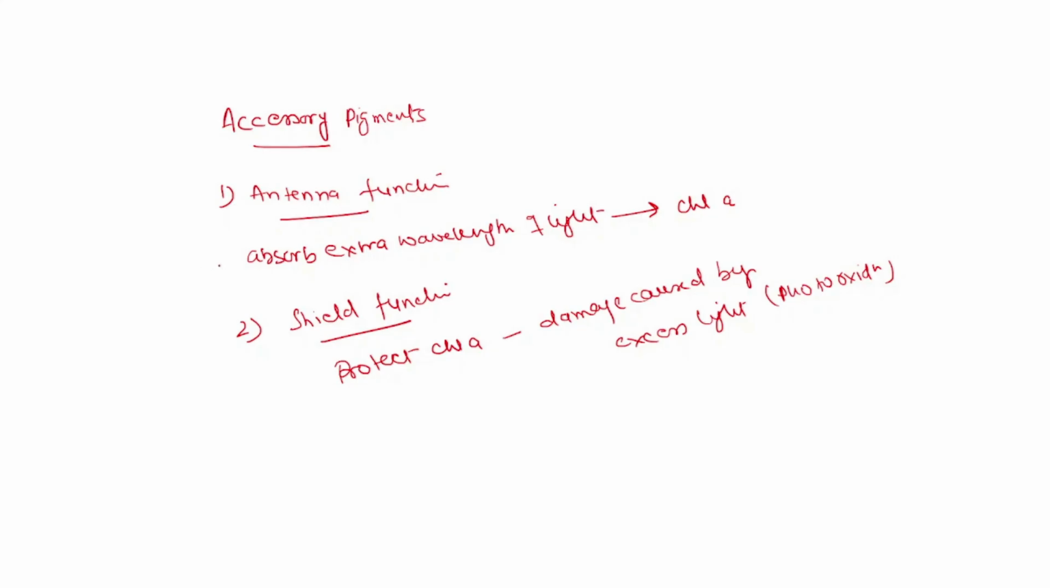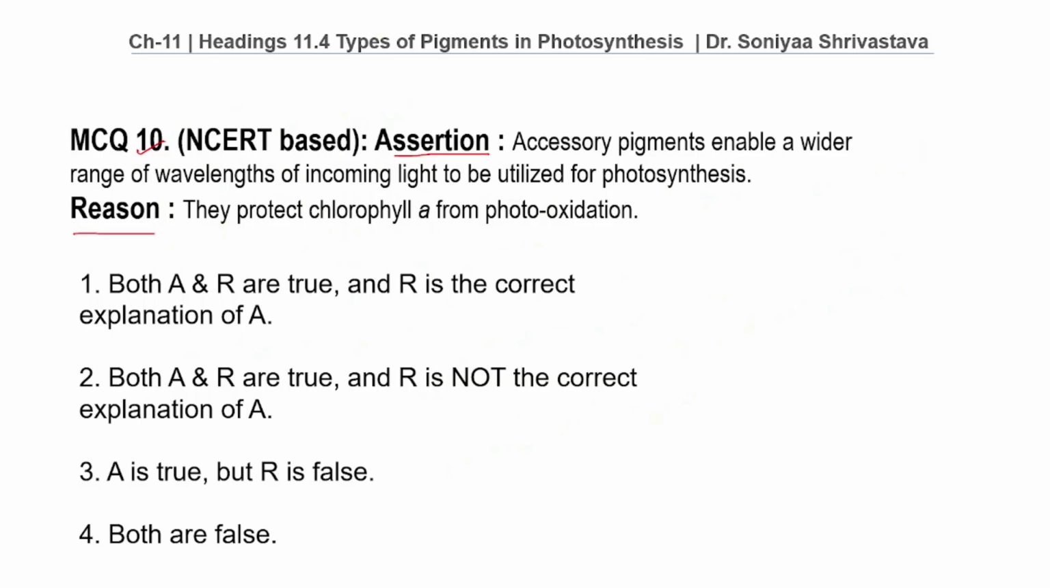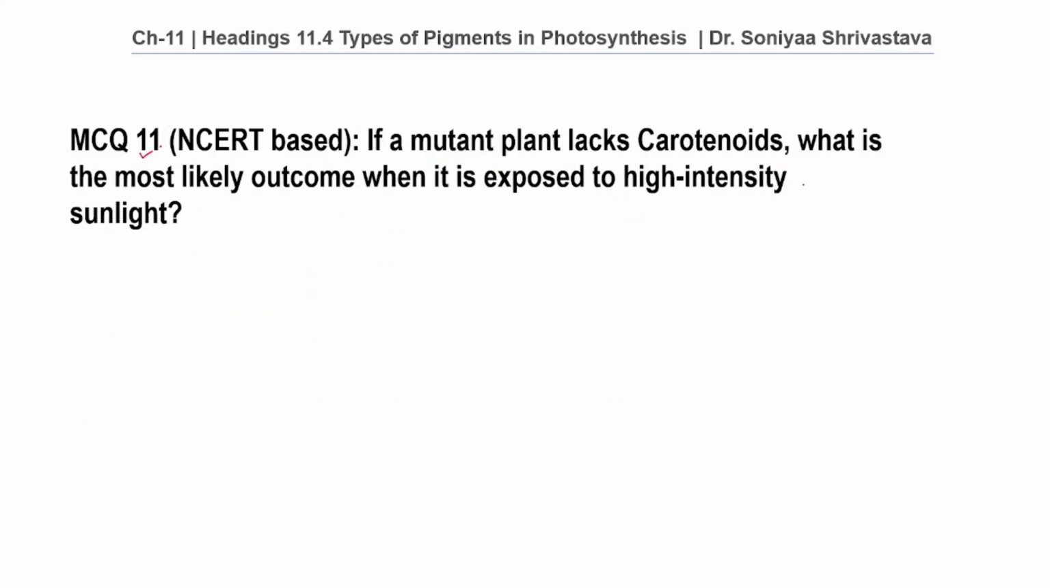Now these two statements are true, but the question here is, does the reason explain the assertion? Because widening light range or extra wavelength is one function and protection is second function. They describe two different functions. So there is no link between assertion and reason. So coming to our options, these two statements are true, but the reason is not the correct explanation of A. Our answer is both the statements are true, but reason is not the correct explanation of A. Moving on to MCQ number 11.